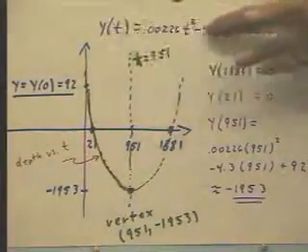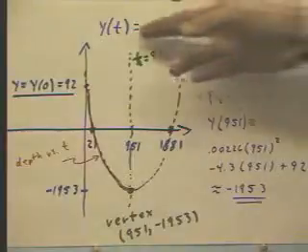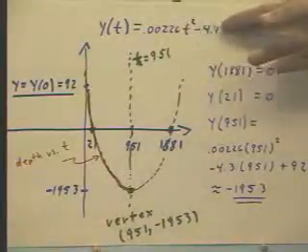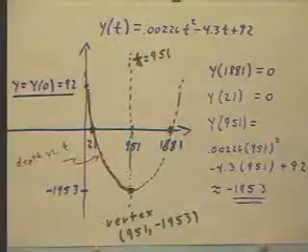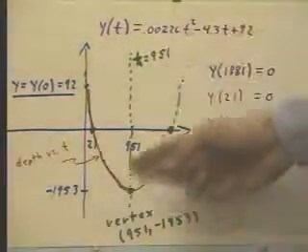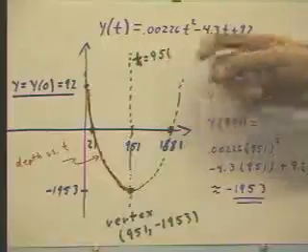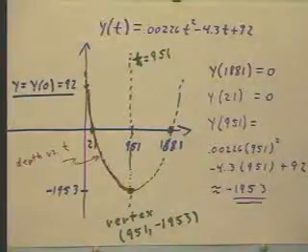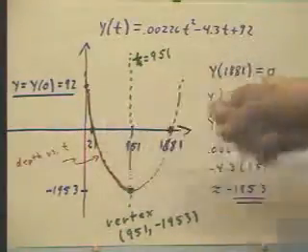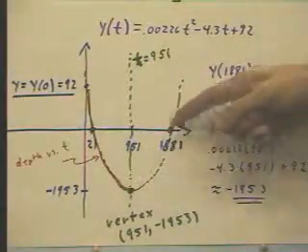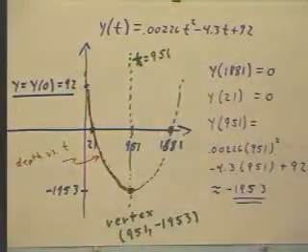Okay, once more we're looking at the function y of t equals 0.00226 t squared minus 4.3 t plus 92. We note that the vertex lies on the axis of symmetry, which lies at t equals 951, as we just found from the quadratic formula, and that the zeros are 951 plus and minus 930, which gives us 1881 and 21 for the location of the zeros.